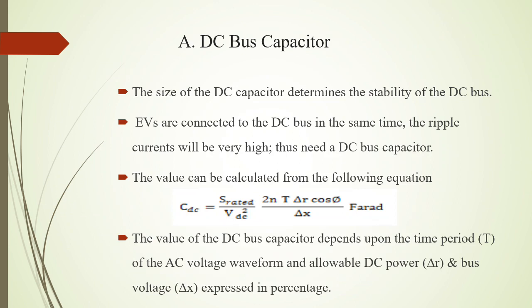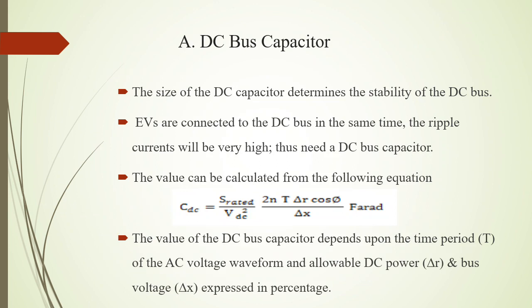The size of the DC capacitor determines the stability of the DC bus. When EV chargers are connected to the DC bus at the same time, the ripple current will be very high. Thus we need a DC bus capacitor. The value can be calculated from the following equation: C DC equals S rated divided by V square DC times 2 pi times T times delta x divided by cos phi, in terms of farads.